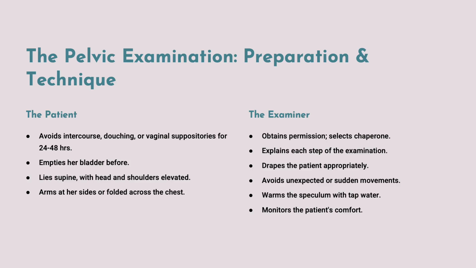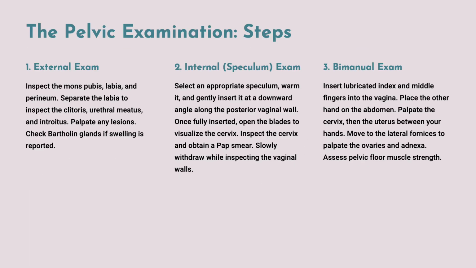Meanwhile, the examiner, of course, should obtain permission, and especially if the patient is minor and if the examiner is a male, then the examiner should select a chaperone beforehand. The examiner should also explain each step of the examination and drape the patient appropriately. And because the patient is at a vulnerable position, the examiner should avoid any unexpected or sudden movements. And the speculum, the one that you use to open the patient's vulva, has to be warmed beforehand with tap water. The pelvic examination has these three steps: external exam, the internal exam, and the bimanual exam.